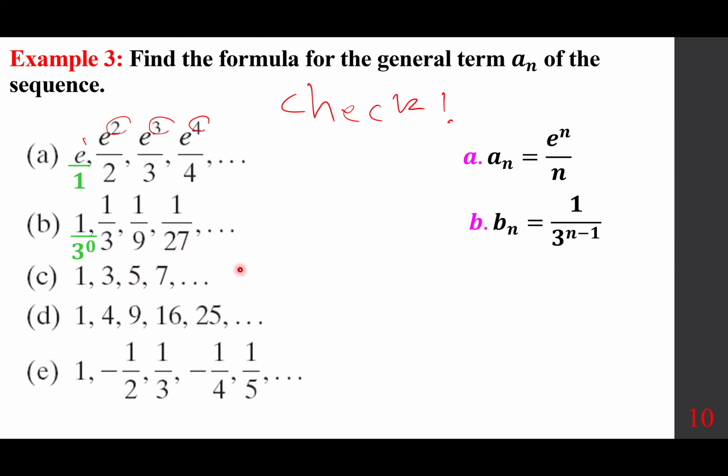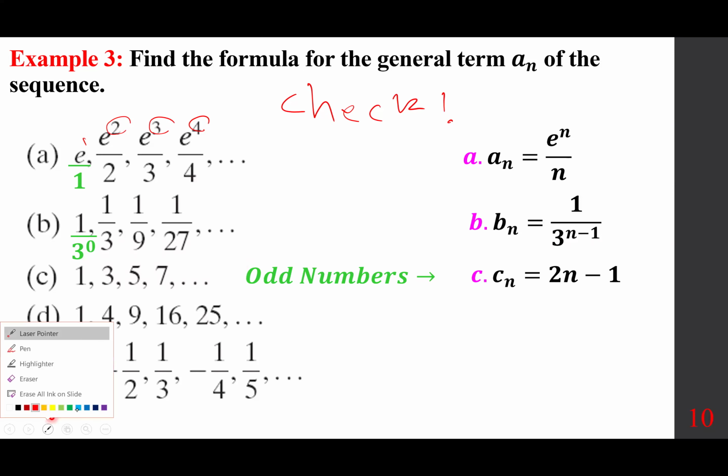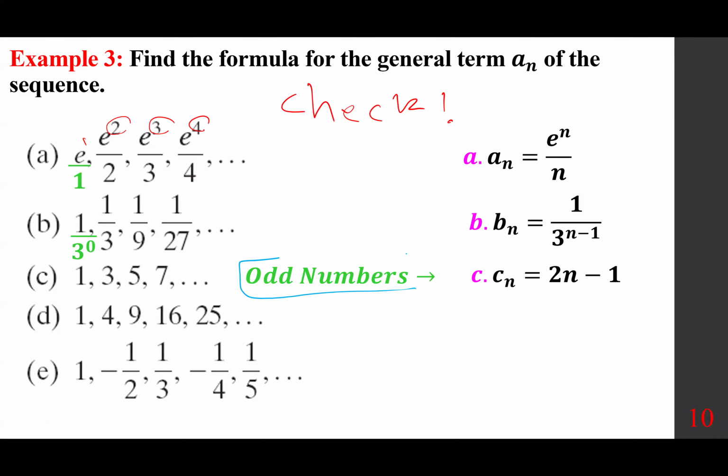1, 3, 5, 7. Clearly, the next one is 9. We are dealing with odd numbers. Now, the way you represent odd numbers, you can represent 2n minus 1 or 2n plus 1. I want you to know that. However, you have to check. There are 2 ways. I want to make sure that you know that odd numbers, we can represent them with 2n plus 1 also, okay?